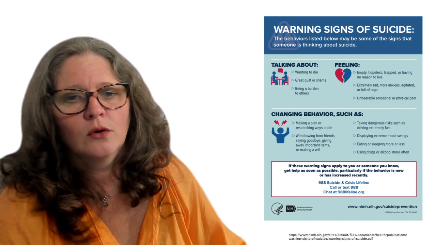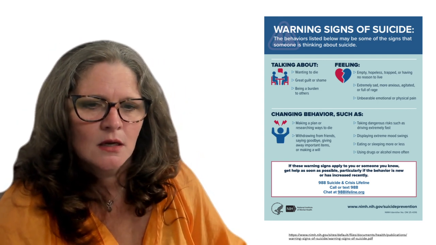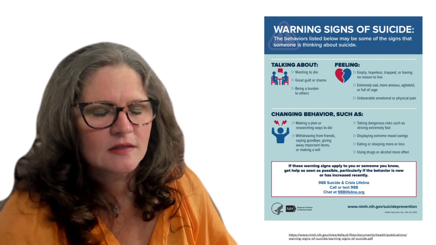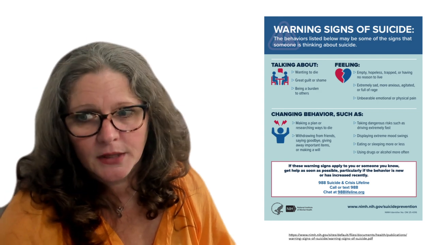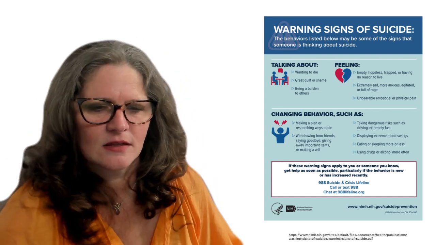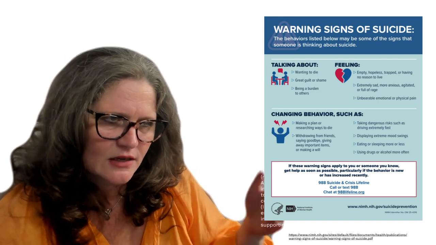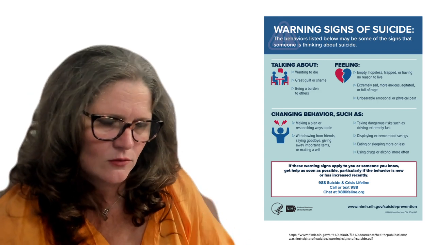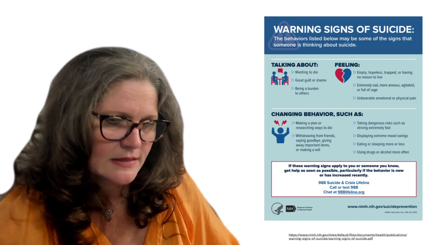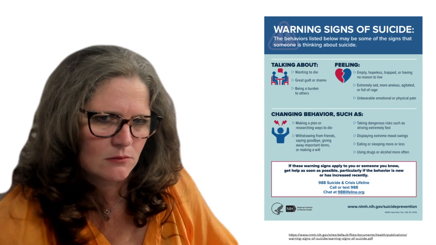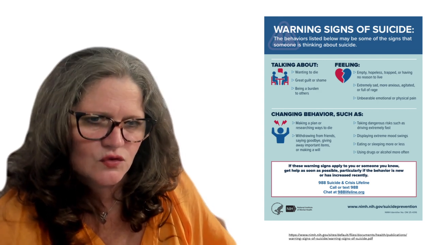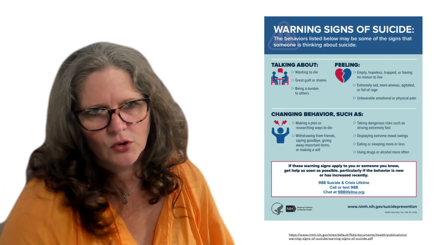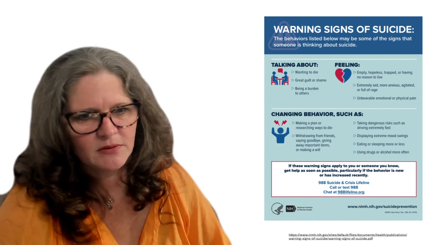Changing behavior. So making a plan or researching ways to die, withdrawing from friends, starting to say goodbye. That would be something to pay attention to, and the way that they're saying goodbye. Giving away important items is a big indicator. Making a will, I guess that depends on context, but these other things, they're separating from daily life and addressing what they might see as loose threads, things that have to be done before they go. Taking dangerous risks could be mood swings, extreme mood swings, eating or sleeping less, and using drugs or alcohol more. So those would be warning signs that someone might be thinking of suicide.